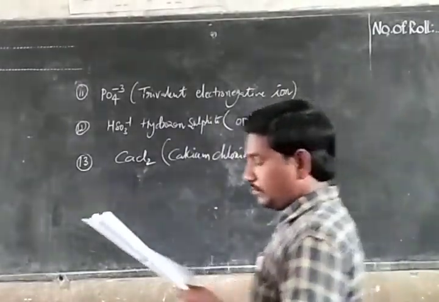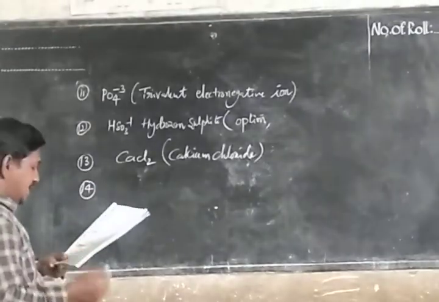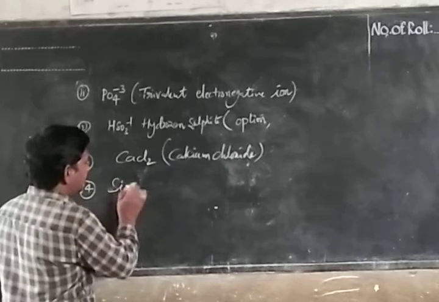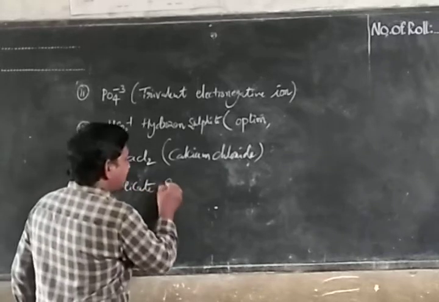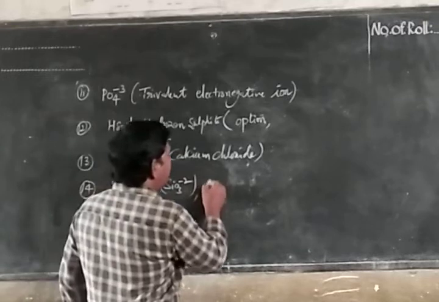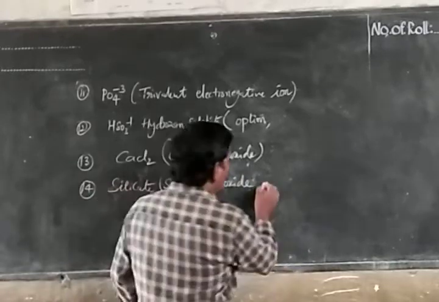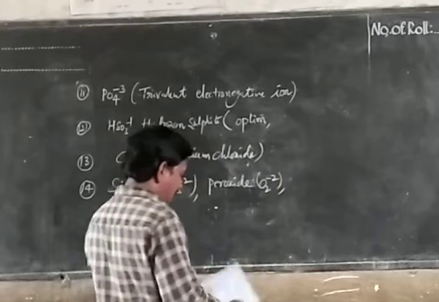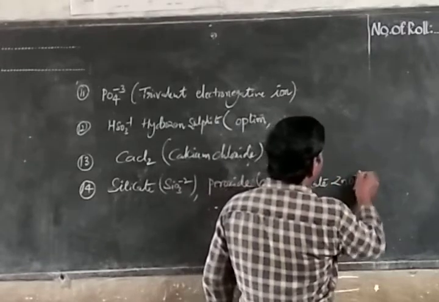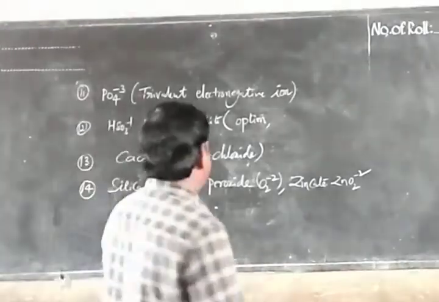And which of the following ions are bivalent? Here there are three options: silicate, SiO3 -2, peroxide, O2 -2, and zincate, ZnO2 -2. All these are bivalent.